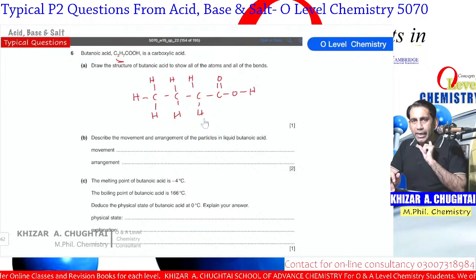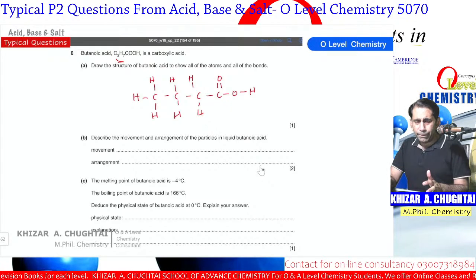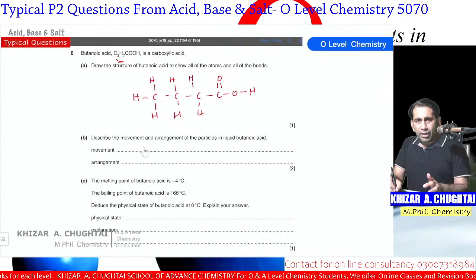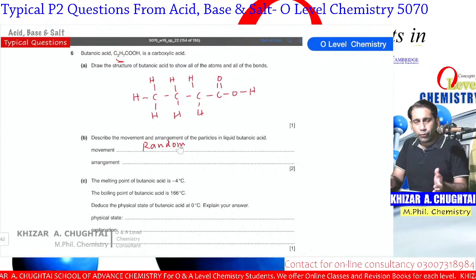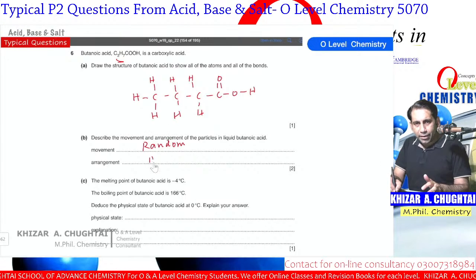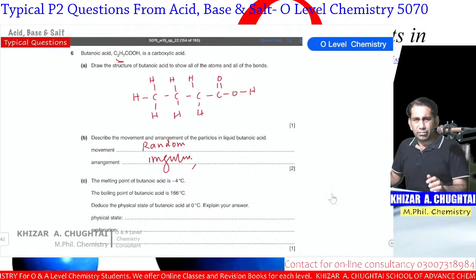Describe the movement and arrangement of the particles in liquid butanoic acid. Moving means random movement, or freely moving, you can say. Arrangement is irregular. So irregular arrangement and random movement, roughly that is the right answer.